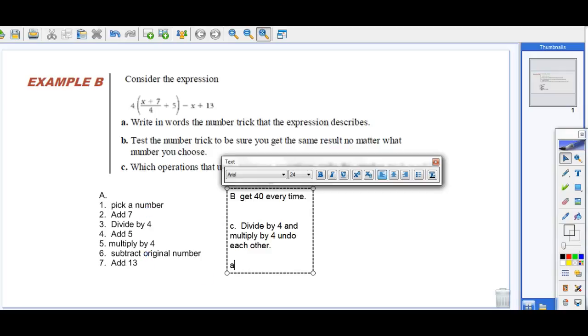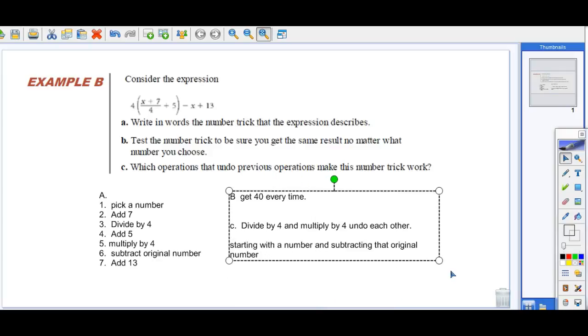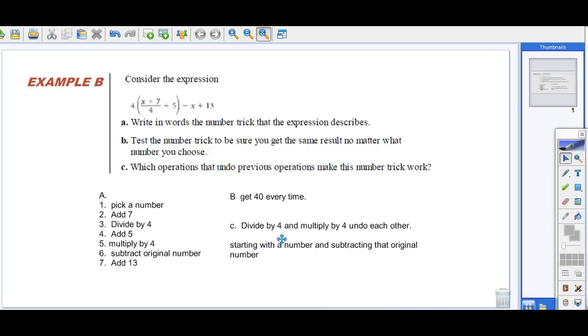So we could also say, starting with a number and subtracting that original number also undo each other, right? Because that means I have my original number and I just subtract it, and I get rid of that one as well. So those are the two operations that really undo each other. So then all we have left is just adding and subtracting, which means you're going to get the same number every single time because we start with a number, we get rid of it, we multiply by 4 and divide by 4, and they all cancel each other out. All right, so there you go. There's example B, and that should really help with problem number 5 on your assignment.